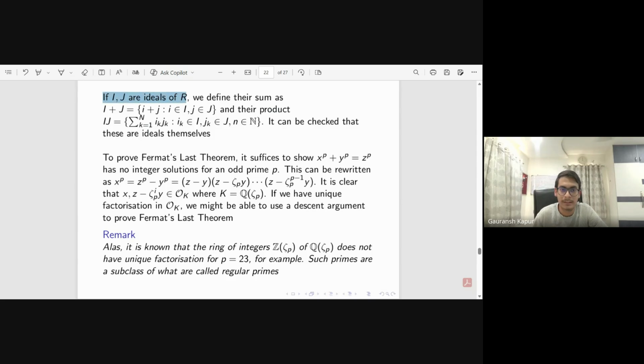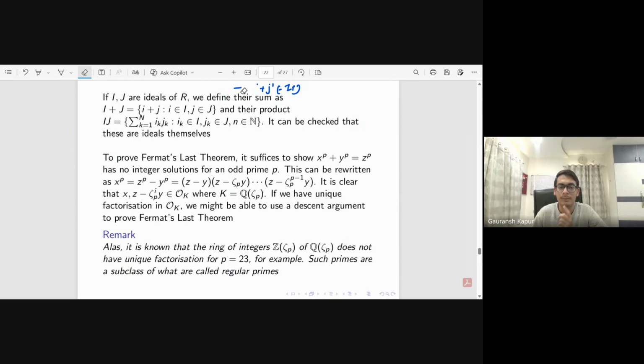So if I and J are ideals, you can define their sum I plus J to be the set of i plus j, where i is in I and j is in J. This is an ideal because R times any element of the set is ri plus rj, and ri is in I, so this is some i prime, and rj is in J, so this is some j prime. So this is also in I plus J.